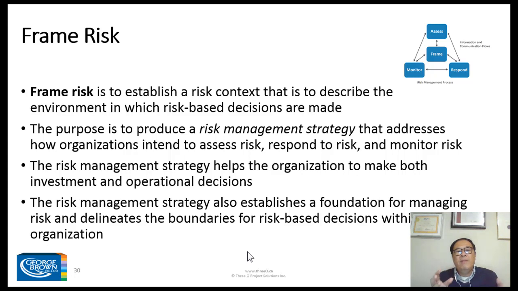Okay, so framing risk will also involve issuing or developing a risk management strategy to help the organization understand where the risk is and how risk should be evaluated within the company. The risk management strategy also establishes a foundation for managing risk and delineates the boundary of risk-based decisions within the organization. You will see this term risk-based come up here and there.